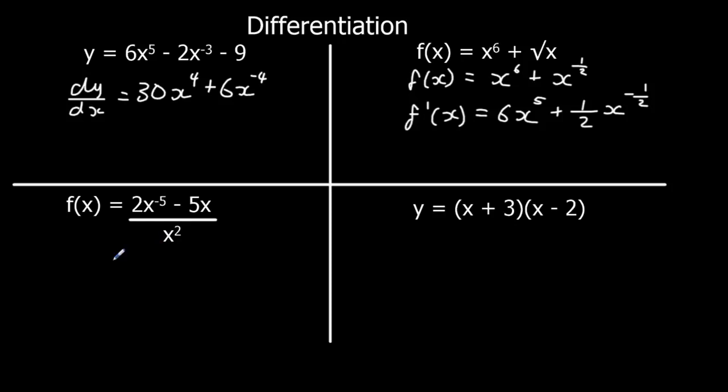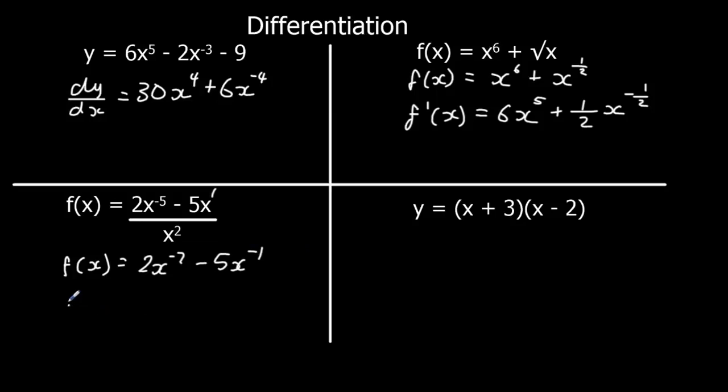So to do this one here, we need to divide each term by x squared. So we need to get rid of the fraction first. So f of x is, and dividing by x squared, so when you divide indices, you take away the powers. So that will give us 2x to the power of minus 7 minus 5x to the power of minus 1.